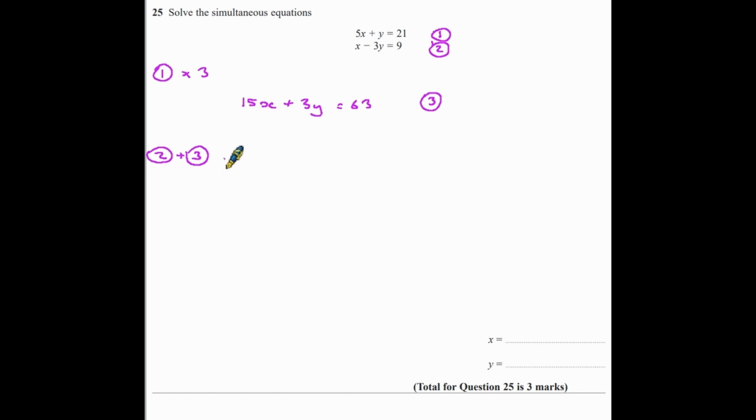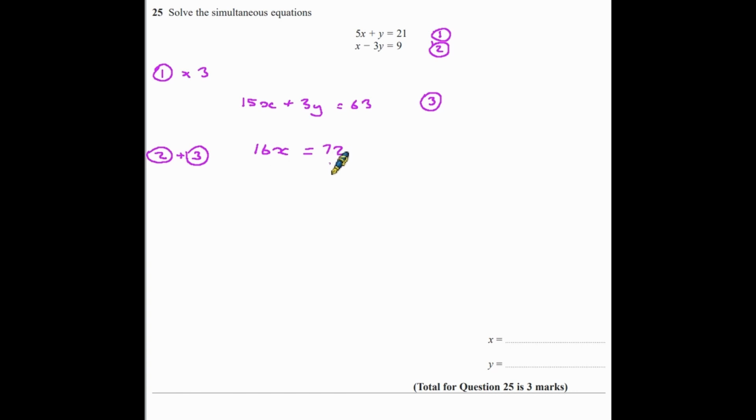You'll see why in a second. So we are adding 2 and 3. So we have 15x plus another x up here, means we have 16x. We then add the y's together. We have a plus 3y and a minus 3y. Well, 3 minus 3 is nothing. Therefore, I've achieved my aim. I have eliminated the y. Add the numbers together on the end. 63 plus 9 is 72.